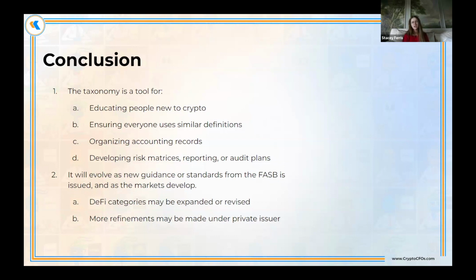And I think that the taxonomy will evolve as new guidance or standards from FASB are issued and as the markets develop. Particularly the DeFi categories may be expanded or revised, and there may be more refinements under private issuer, like maybe we add a separate category for wrapped tokens. It's really going to depend on what FASB issues as their guidance for wrapped coins. I don't think the NFT section will change much, but it could, depending upon how markets develop, how the future goes with VR, AR, and what FASB's guidance is if they ever do issue guidance for NFTs.